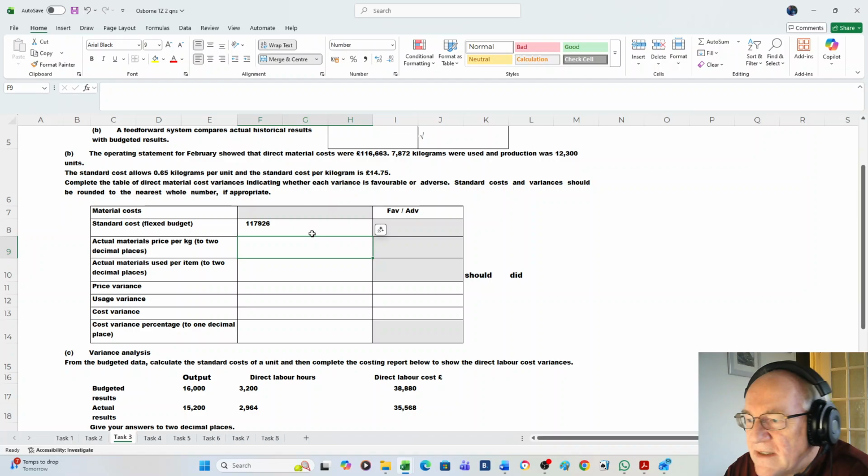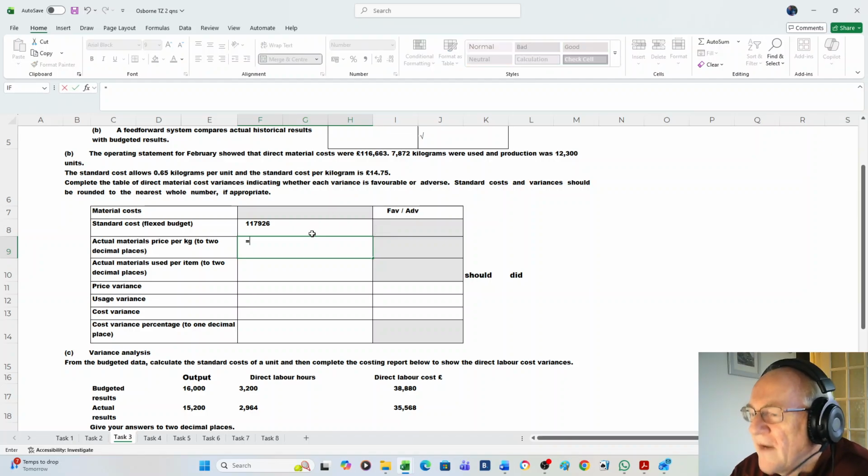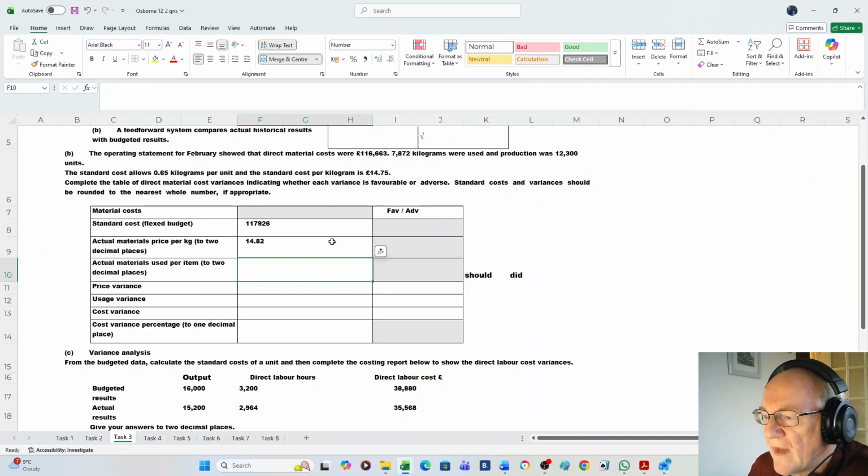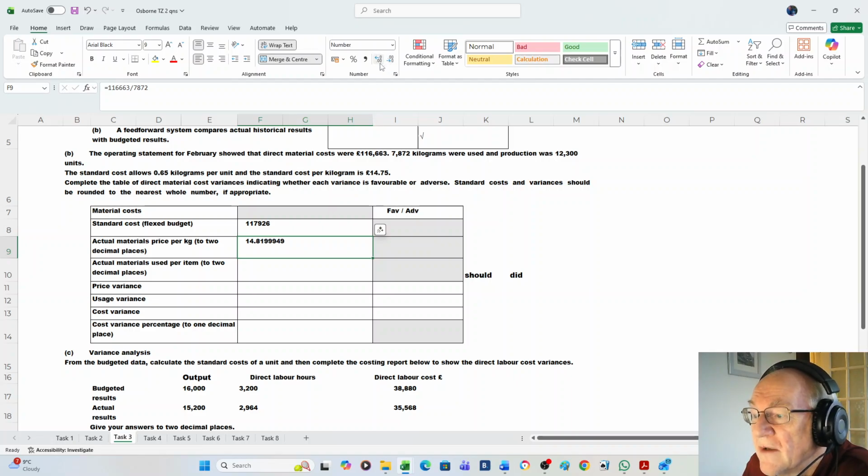And then that's the easy bit, and then also easy. So apart from the actual part with the formulas in, the variances, there are other marks from some routine numbers, some number mental gymnastics. So actual materials price, they paid 116,663 for 7872. We can see that's close to this, so I'm not going to worry about getting it the wrong way around. It isn't exactly 14.82. Keep the long number in your calculators.